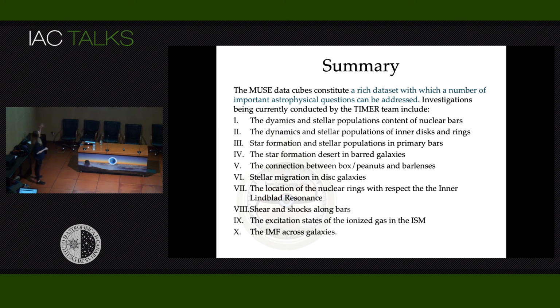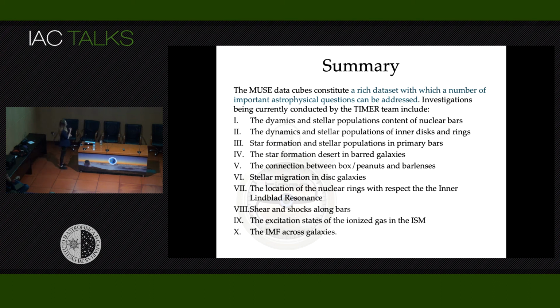And some of the investigations that are being currently conducted by the TIMER team include the dynamics and stellar populations of nuclear bars, normal bars, inner disks, inner rings, the star formation desert in barred galaxies, and understanding what this is. The connection between boxy peanuts and barlenses as well. We are studying also the stellar populations there. To understand the importance of stellar migration in these galaxies, and the locations of the nuclear rings with respect to the inner Lindblad resonance, to see if actually all the rings are located there or not.